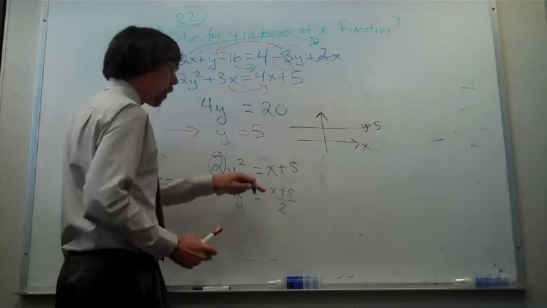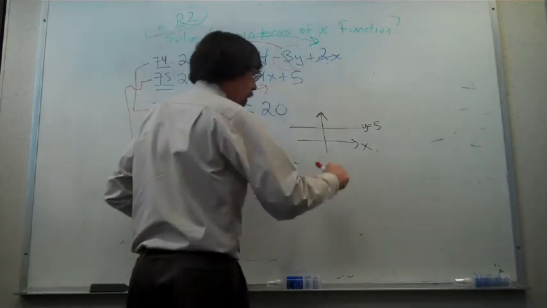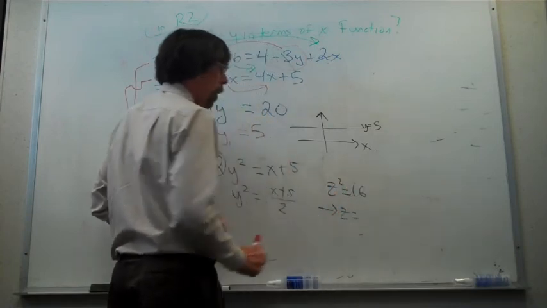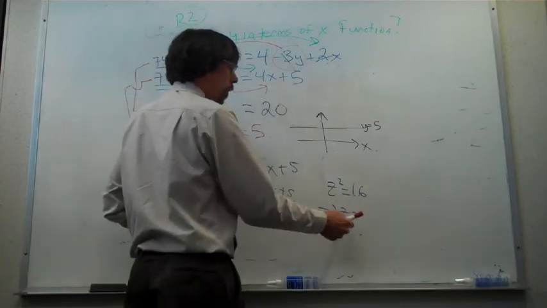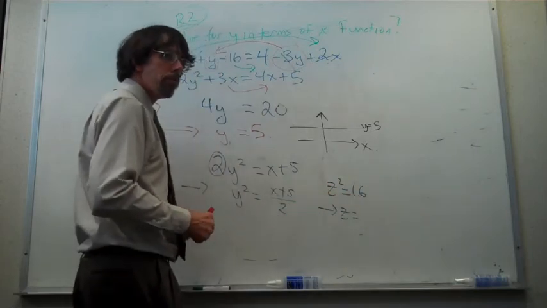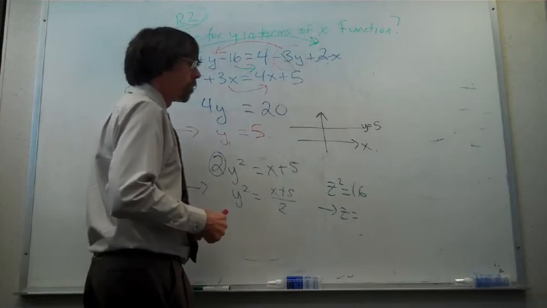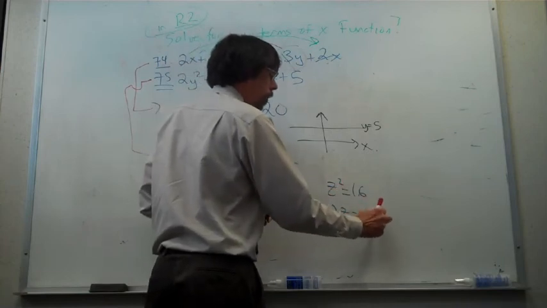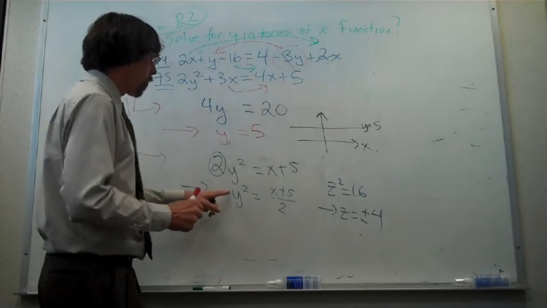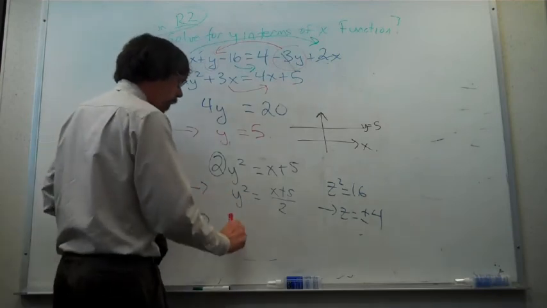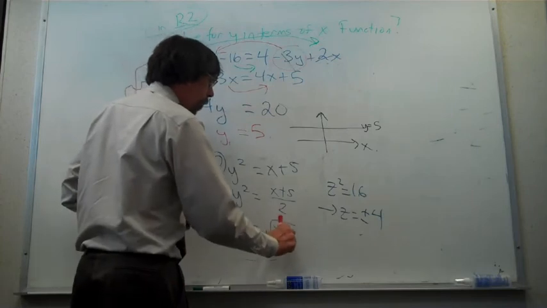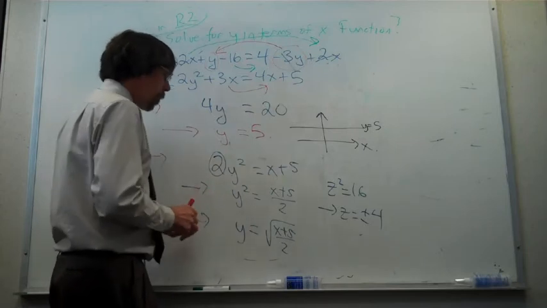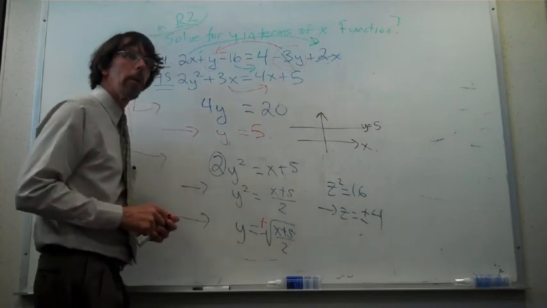Now, when you take a square root, let me ask you this. If I had z squared equals 16, what would z be? Z would be 4. It'd be 4, but here's the thing. It'd be plus or minus 4. Oh, yes. Okay, so that's the tricky part here. If you weren't thinking too hard, you'd say y is just the square root of x plus 5 over 2. But that's not quite right, because what do you have to put in front of that? Plus or minus. And that's what makes it not be a function.